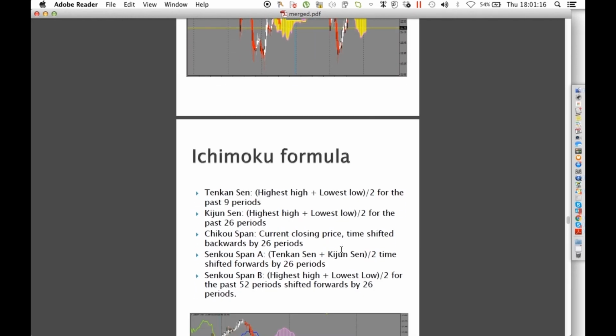All right, so here are the Ichimoku formulas. You can see how it's all calculated, how the Ichimoku works, and how basically it gets to form itself, what it looks at. I won't go through that, but you can look at it.